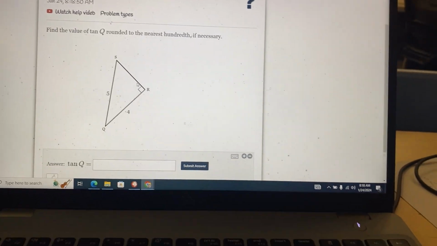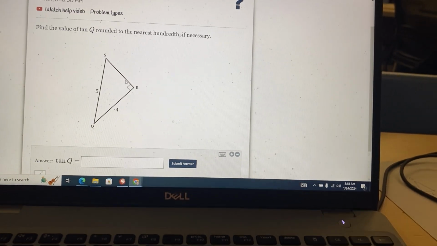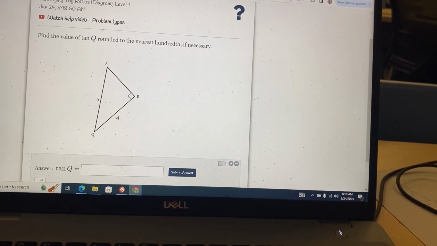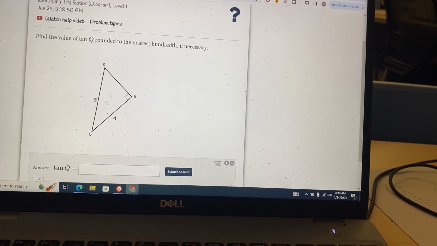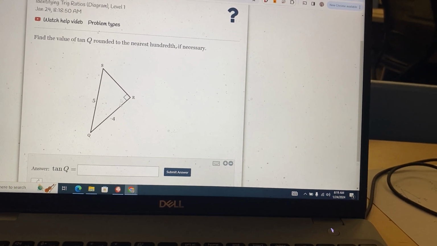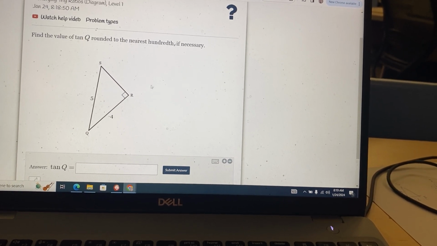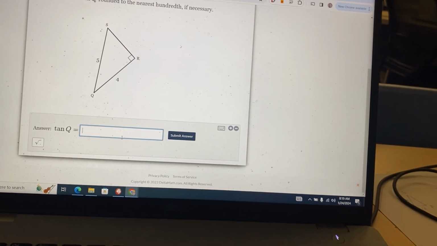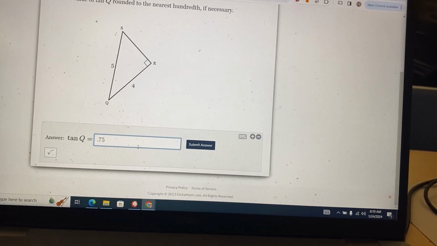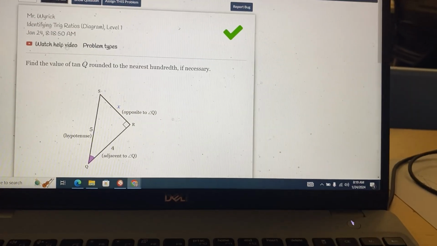Identifying our trig ratios. Again, some of these won't have all the values filled in, but this is a 3, 4, 5 right triangle. What is the tangent of Q? Tangent is opposite over adjacent. So that should be 3 over 4. To the nearest hundredth is 2 decimal places. So 3/4 is 0.75 as a decimal.